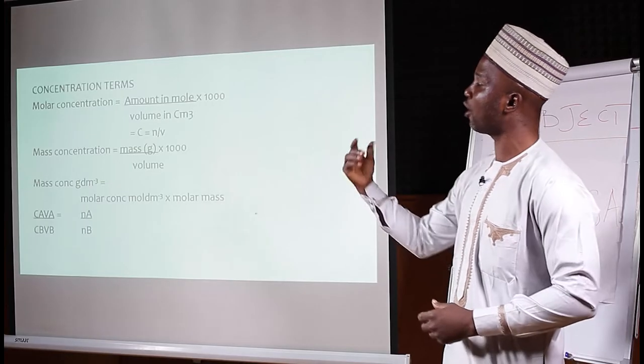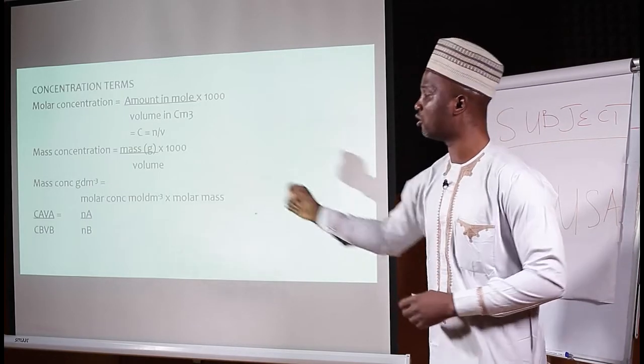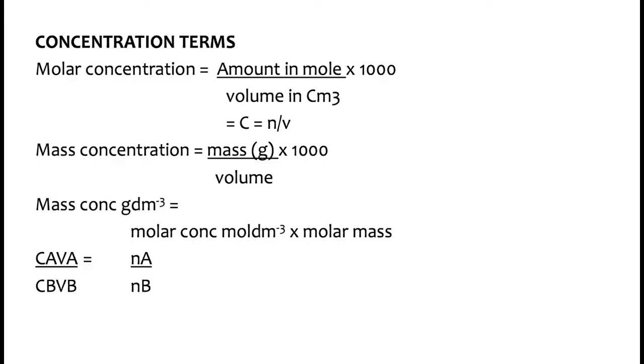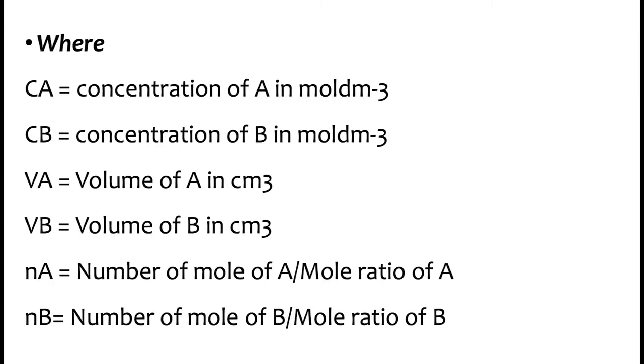Now there's a relationship that connects mass concentration, molar concentration, and molar mass. Mass concentration is equal to molar concentration times molar mass. And we have this relationship that says concentration is proportional to number of moles. So we say CaVa over CbVb is equal to na over nb. All these and many more I've mentioned earlier on, we're going to apply them and see how you can use them to solve problems when you are confronted with a question in an exam or otherwise.